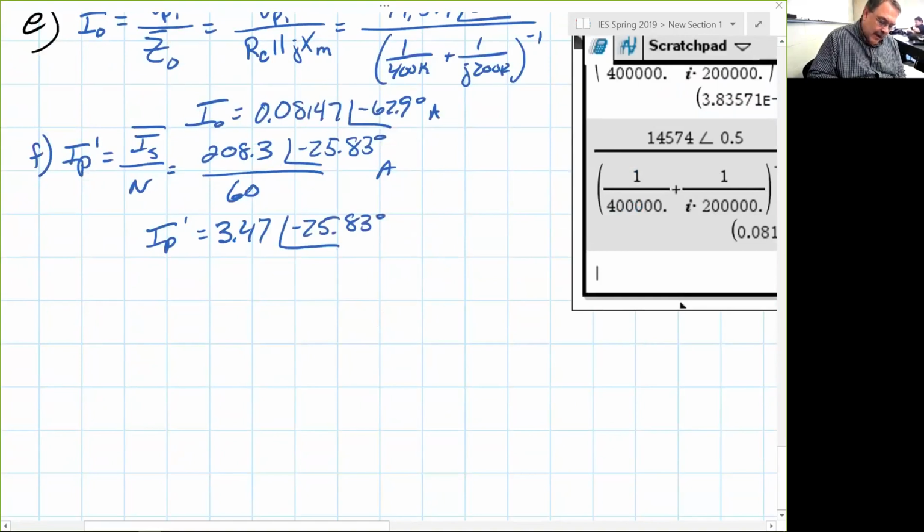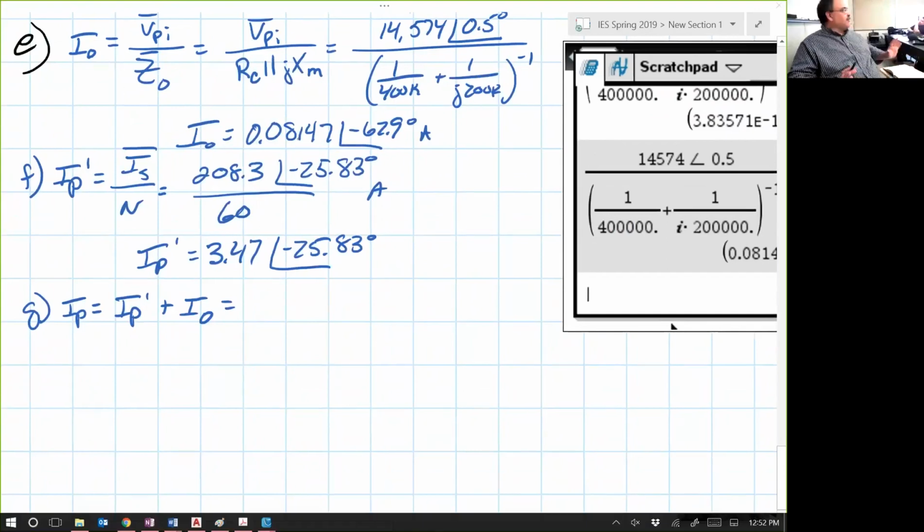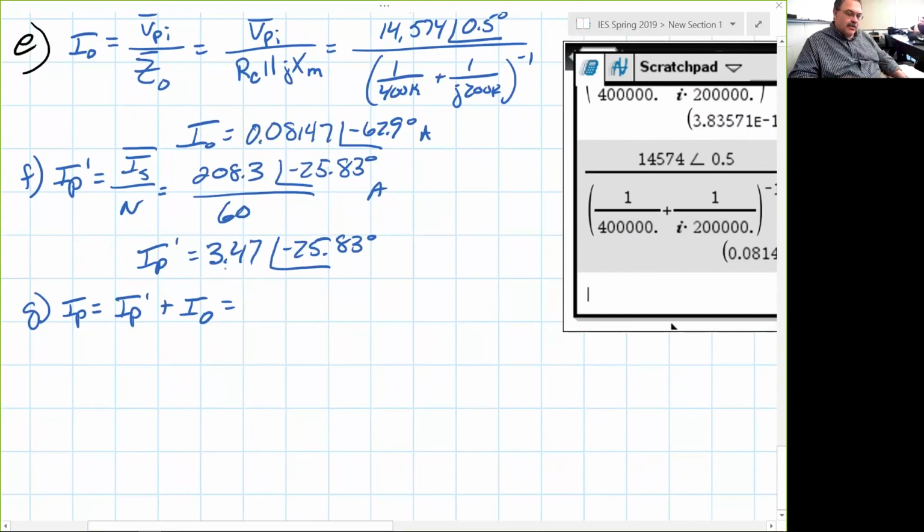0.83 degrees, okay? And then what they're calling I primary is the sum of the excitation branch, I0, and I primary prime. So we add those two together, 0.08147 at an angle of -62.9. Now, see what I was seeing earlier? Remember I told you there's a lot of times we can ignore the excitation branch? And this is why. Look at how low that is compared to the main current. It's a lot lower.